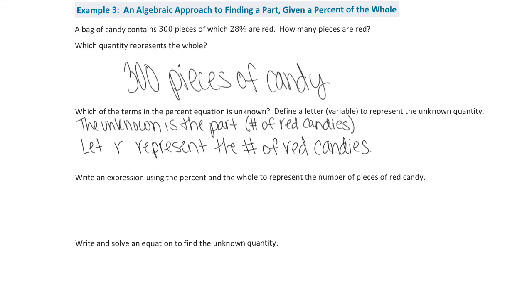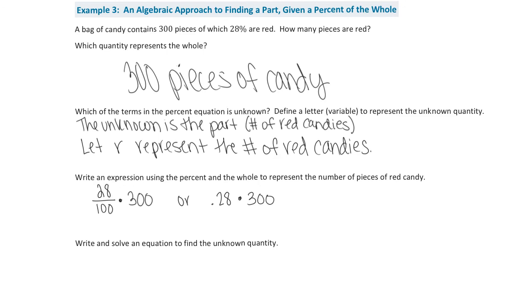All right, our next question. Write an expression using the percent and the whole to represent the number of pieces of red candy. To figure out what our part is, I'm going to take our percentage and multiply it by our whole. Here our percentage is 28%, so I can represent that as 28 over 100 times our whole, which is 300. Now, if we were going to type this out in a calculator, we can use 0.28 times 300.